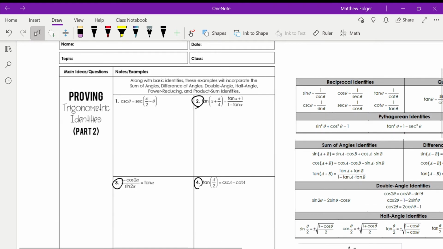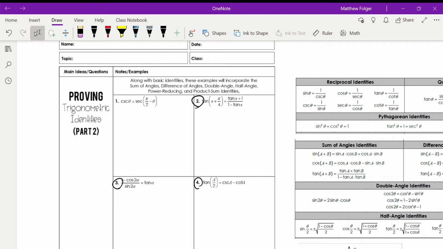Hey guys, so today we are jumping ahead to the notes called Proving Trigonometric Identities Part 2. This unit is coming to a close. So those of you who were a little confused or didn't like this unit particularly, we're almost done. We'll be moving on to something new shortly.